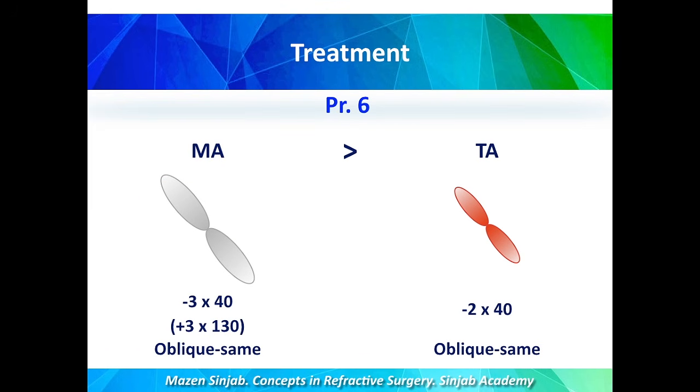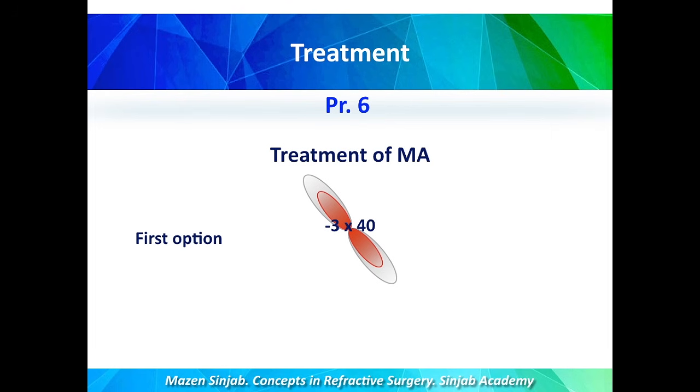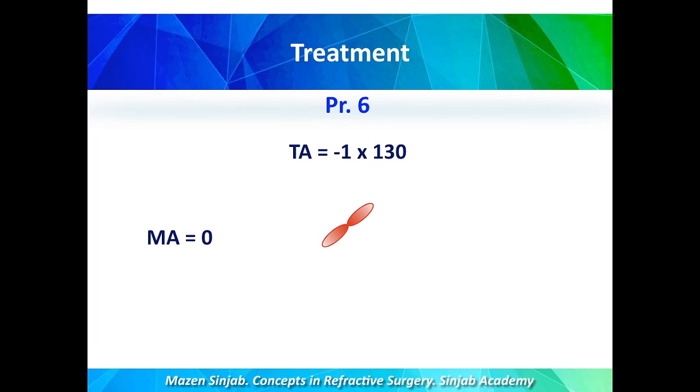Possibility number 6. Both are oblique in the same direction, but the manifest astigmatism amount is larger than that of the topographic astigmatism. Like in this example, the manifest is minus 3 at 40 or plus 3 at 130, and the topographic is minus 2 at 40. Now let's study the options of treatment. The first option is to treat the manifest astigmatism, which is minus 3 at 40. In this case, we are going to convert the topographic astigmatism to be minus 1 at 130.